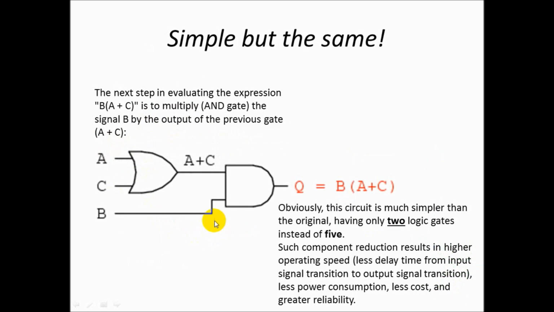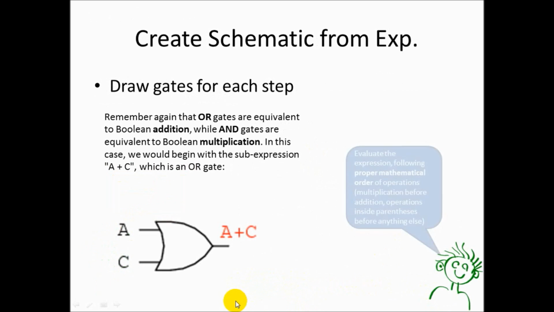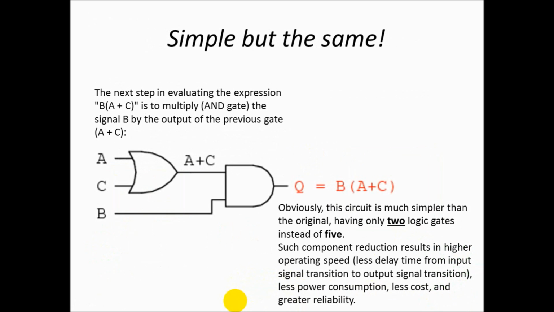This is step 2. Alright, and now we've ended up with Q equals B, A or C. Remember? That was our simplest expression. Q equals B, A plus C, or B and A plus C. And now we can draw the gate. So this gate consists of one OR schematic and one AND schematic. A and C feeding into this one that B feeds into, the AND.